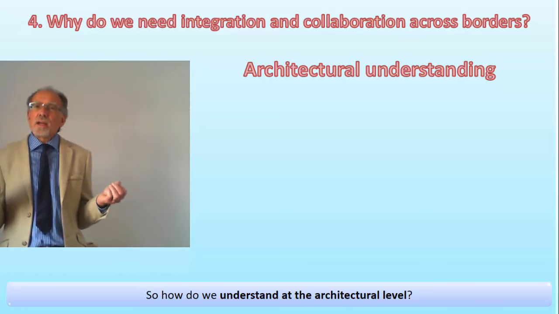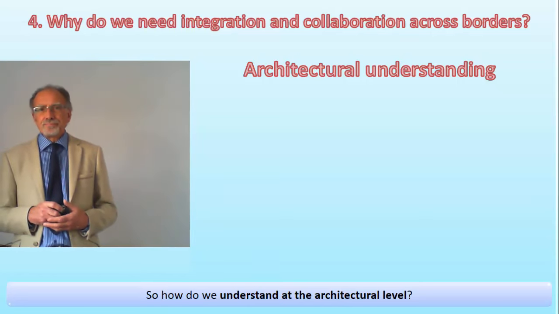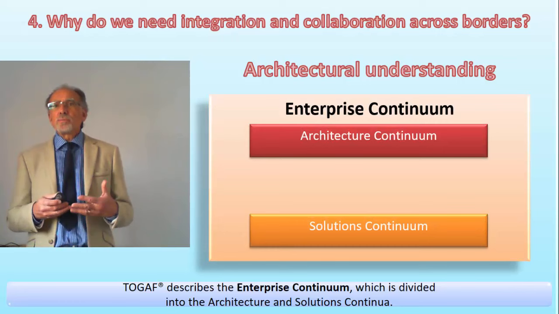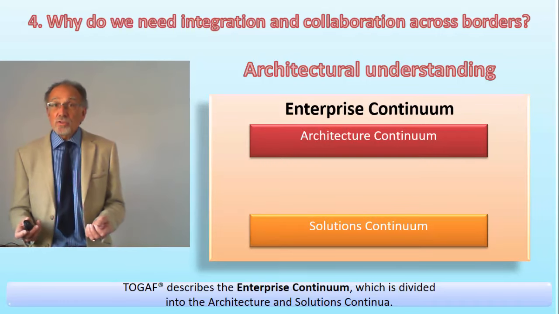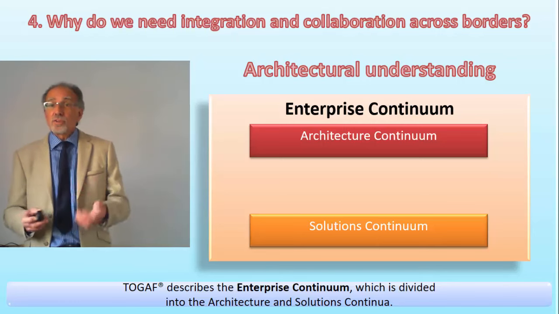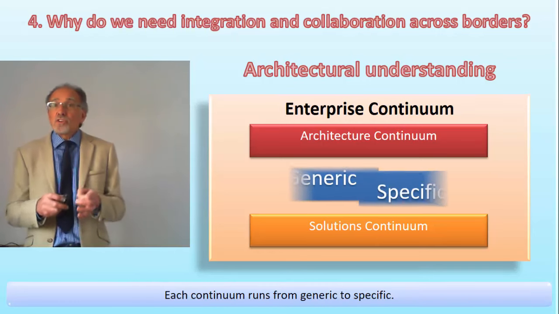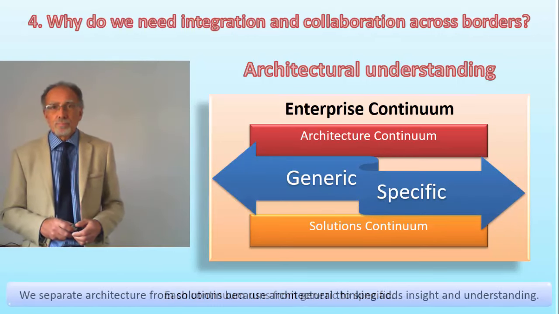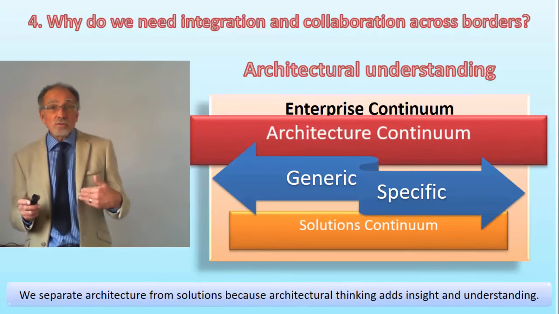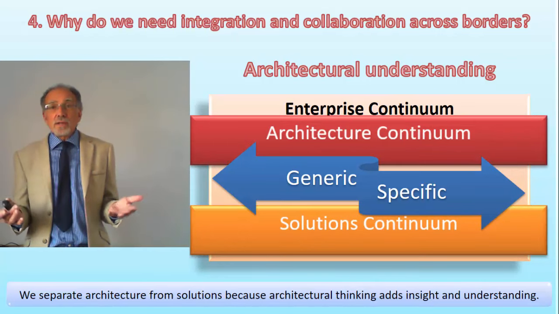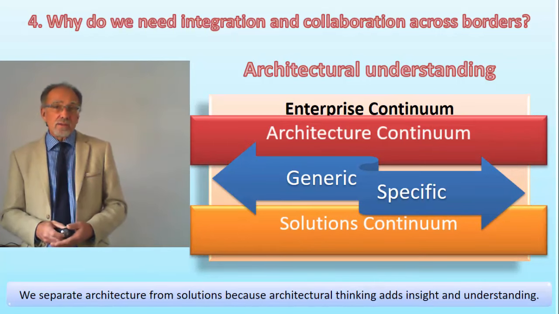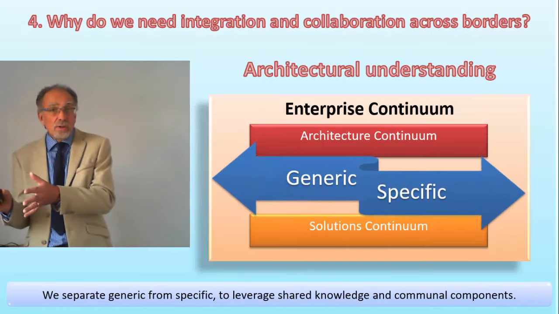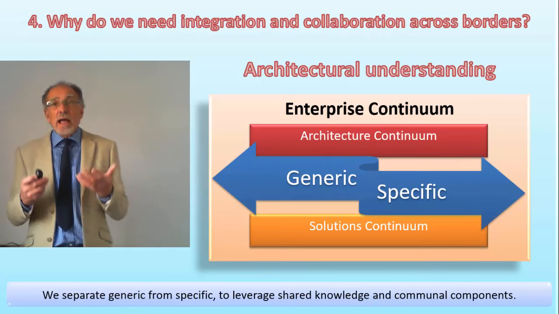So how do we understand at the architectural level? The Open Group Architecture Framework, or TOGAF, describes the enterprise continuum, which is divided into the architecture and solutions continua. Each continuum runs from generic to specific. We separate architecture from solutions because architectural thinking adds insight and understanding. We separate generic from specific to leverage shared knowledge and communal components.